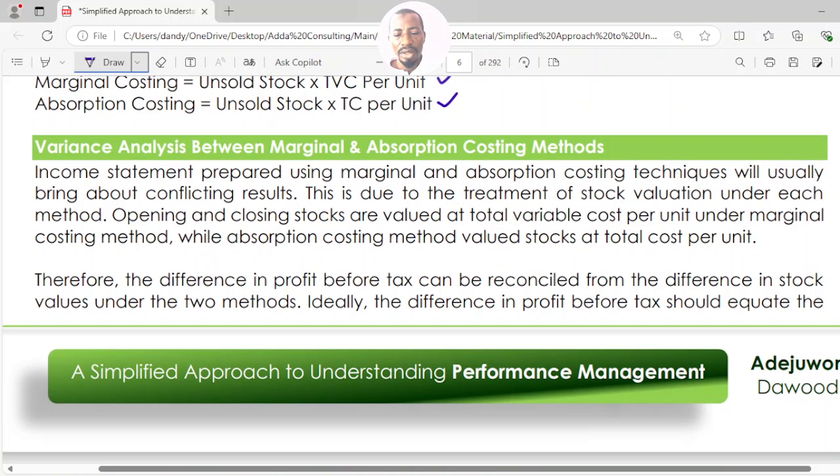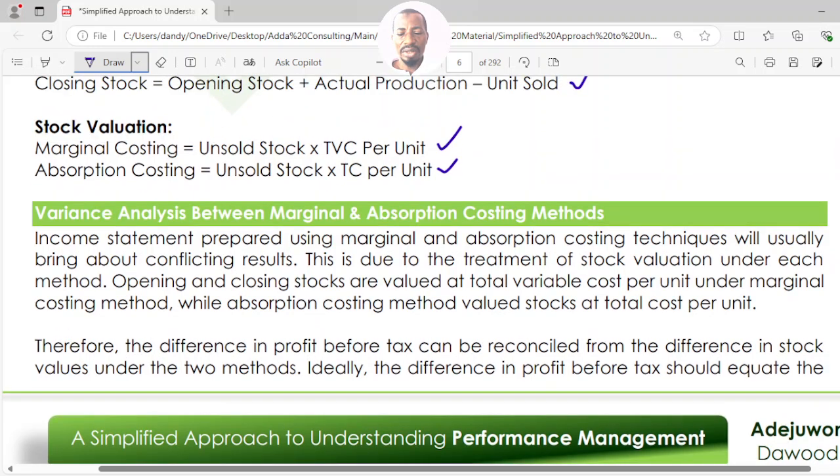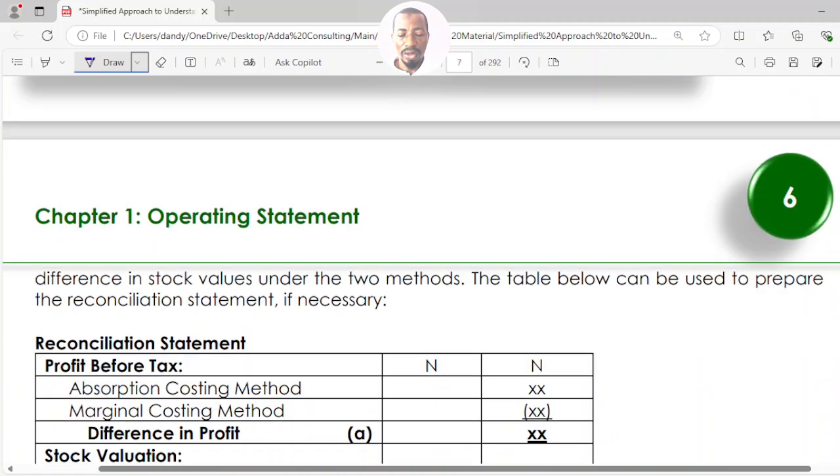As a result, it is important that you find what is causing the difference between the two techniques. And like I said, the major difference is the different method of valuing stock. Therefore, this difference in profit before tax can be reconciled with the difference in stock valuation under the two methods. Ideally, the difference in profit before tax should be equal to, not even should be, must be equal to the difference in stock valuation under the two methods.